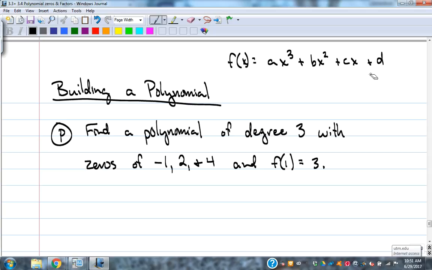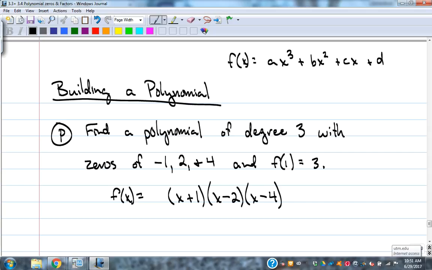So it really starts with the zeros, though. That's the big thing, and that's why this is lumped together with the whole section about finding zeros. Because if we have the zeros, then we also have the factors that go with them, okay? So we know that this polynomial could start out like this. The factor that goes with x equals -1 would be x plus 1. The factor that goes with 2 is x minus 2. The factor that goes with 4 is x minus 4.